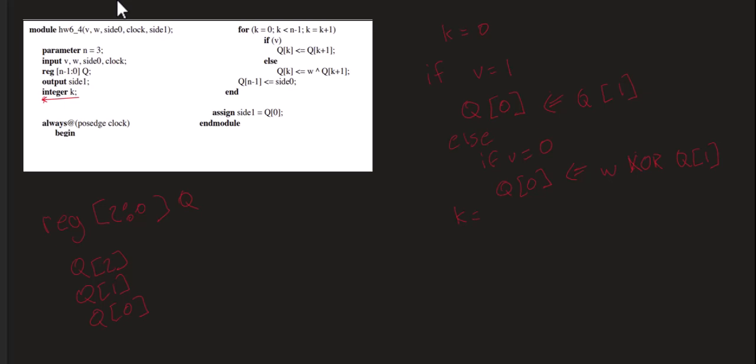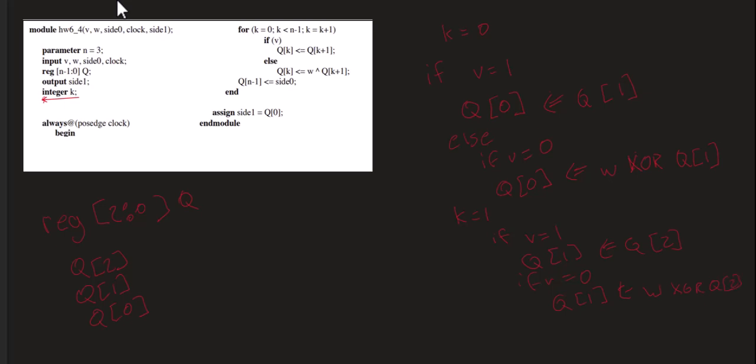And so if K equals 1, K is still less than N minus 1. N was 3, so K is still less than 2. So when K is 1, the same thing will happen. If V equals 1, Q of 1 will become equal to Q of 2. If V equals 0, Q of 1 will become equal to W exclusive or Q of 2.